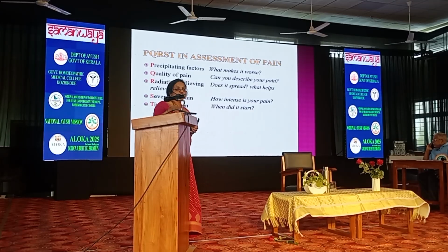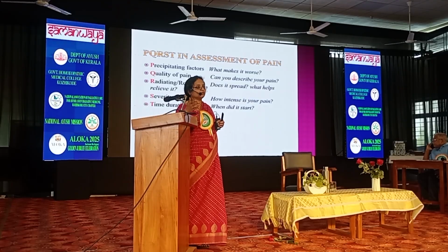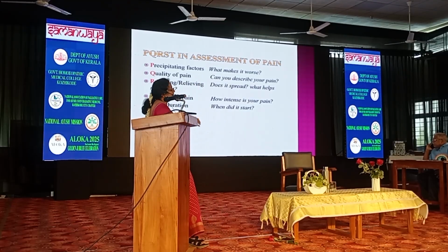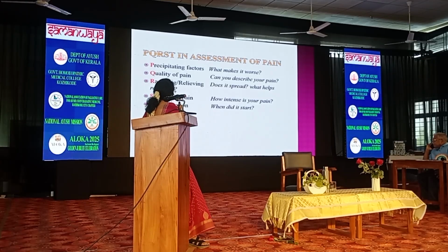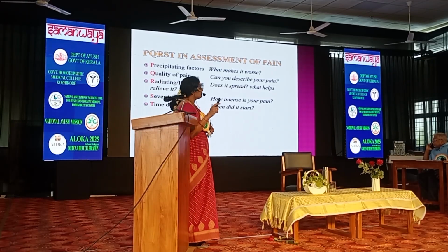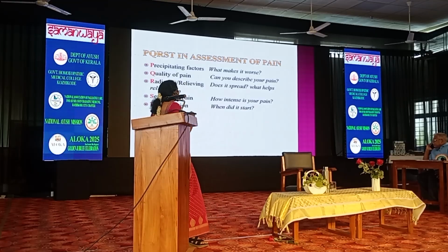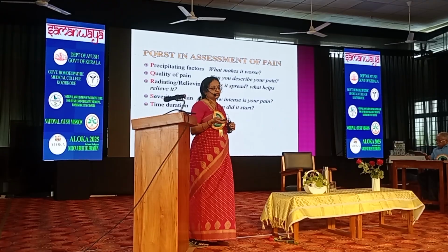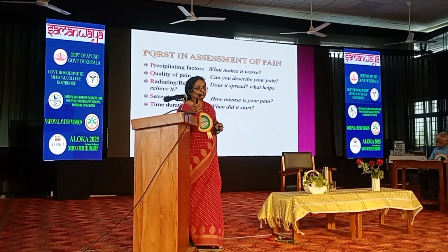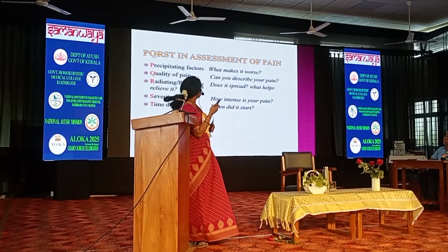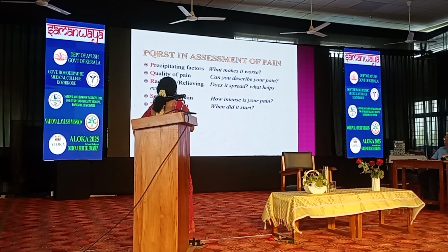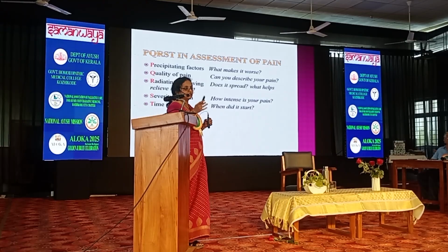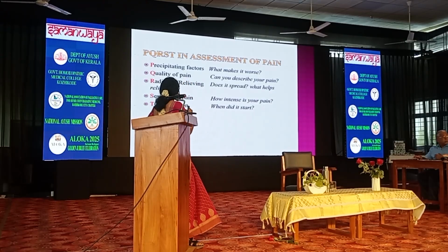While assessing pain, you cannot ask all these questions. You may forget. So that's why we made a code, PQRST. P is precipitating factors. What makes it worse or better? Q is quality of pain. Can you describe your pain? Your pain could be like pricking, burning, or throbbing. R is whether it is radiating or relieving. Does it spread to other parts of the body or does it stay in one place? So you need to find out.